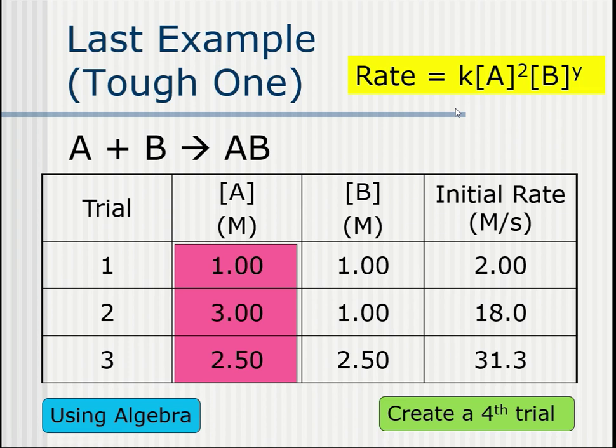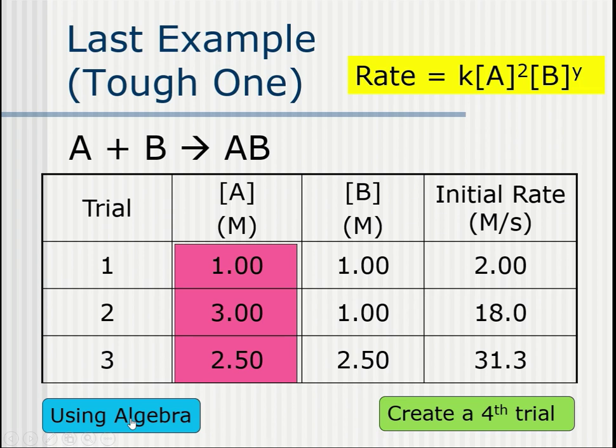If you're very strong in algebra and are able to manipulate your variables, then that's your answer. If you very clearly understand how these rates will change while you change concentrations, maybe the creation of a fourth trial is the way to go. Now, creation of a fourth trial doesn't mean we're going to actually run a fourth trial. It means we're going to mathematically determine what would happen at a fourth trial. So let me show you the algebra first.